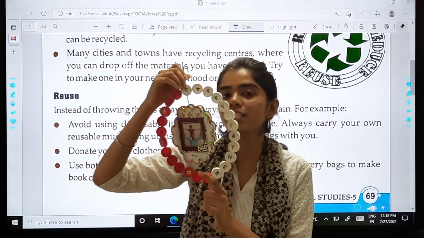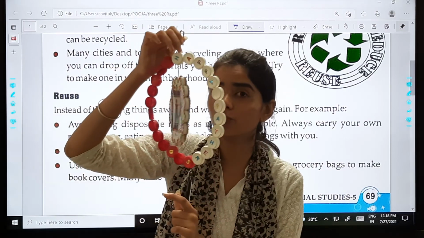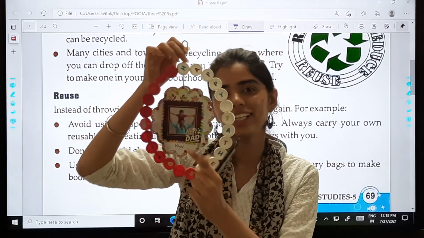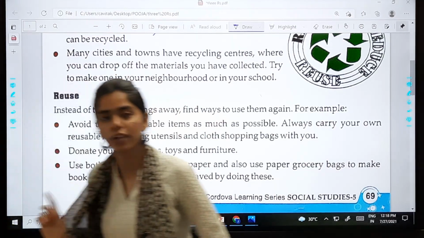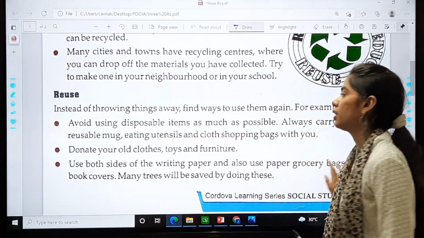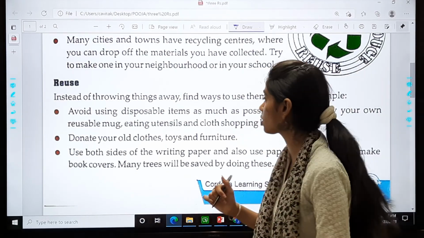So this way we can reuse things. It's looking pretty, right? So this is also one of the examples of reuse. Clear? Now they have given how we can reuse things.